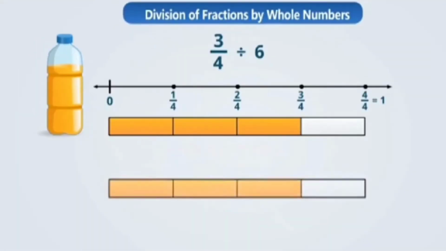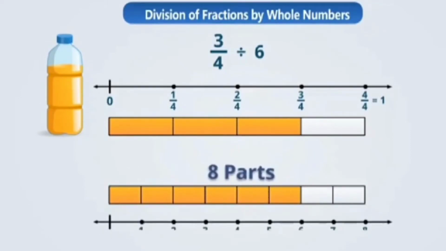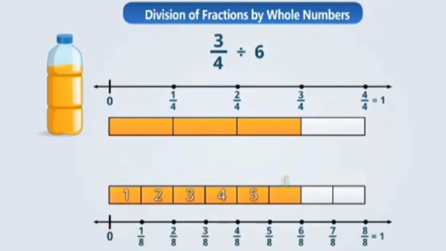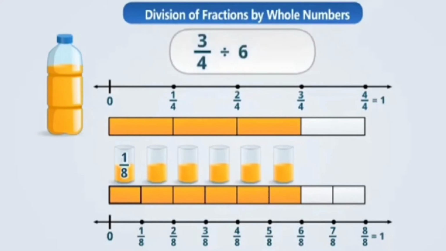Let me tell you. For this, we have to divide each part into 2 equal parts so that the shaded part is divided into 6 equal parts. Here, we have a total of 8 parts. Now let's represent it on the number line. As you can see, upon dividing the shaded part into 6 equal parts, we get each part as 1/8. So each child gets 1/8 of a liter of juice. Therefore, 3 by 4 divided by 6 is 1 by 8.